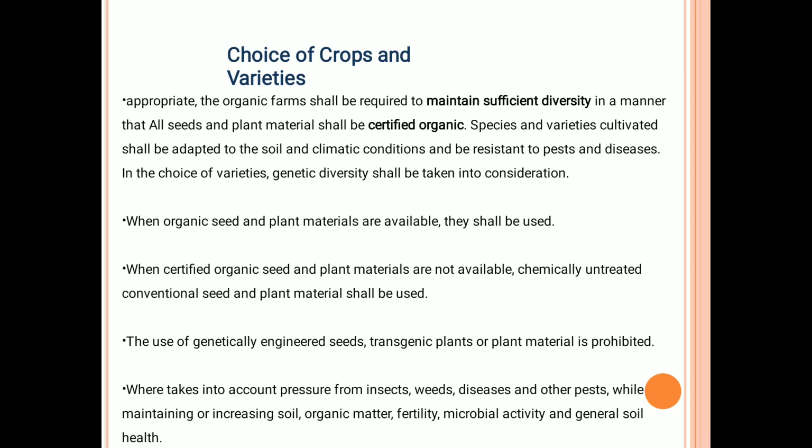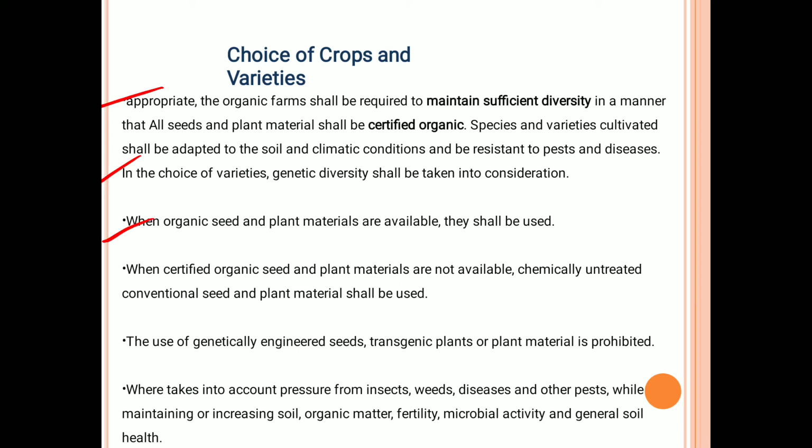Choice of crops and varieties for organic farming. This is another point in organic farming. The organic farm shall be required to maintain sufficient diversity, in such a manner that all the seeds and plant material shall be certified organic. Species and varieties cultivated shall be adapted to the soil and climatic conditions and be resistant to pests and diseases. In the choice of varieties, genetic diversity shall be taken into consideration.